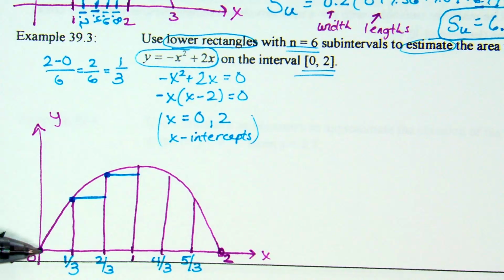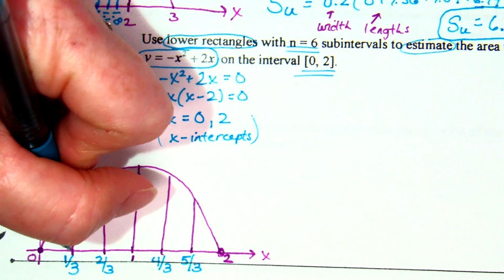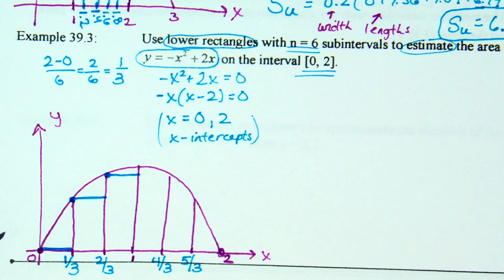How do I draw a rectangle from 0 to 1/3 so that it's under? And if I start from 1/3, it's going to be over. So I have to start from the left. So we're going to be using 0, which means that rectangle has a height of 0. It's an estimate, guys. In other words, is lower rectangles the best estimate to use in this case? Absolutely not. Okay, but it's what we were told to do.